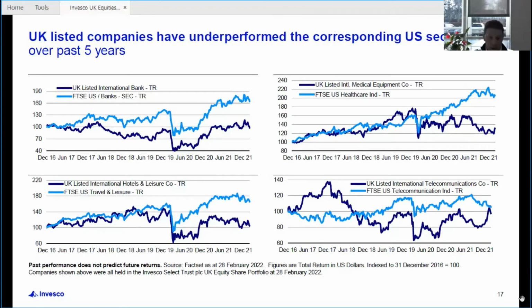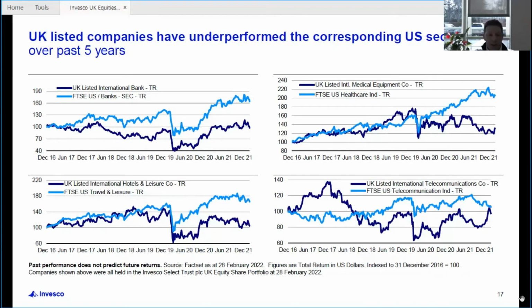And you can see in the bottom right-hand slide that there's one example here, which is a telecoms company. We've been asked by compliance to anonymise it, but a UK listed international telecommunications business, which had dramatically underperformed its US peer group, and that's just started to narrow. And in fact, that has coincided with this talk of some consolidation within some of its markets. So, we do think that there's some hope, and hope of a re-rating, and if it happens, it's from a pretty depressed level, so that could make the UK market a good place to be.